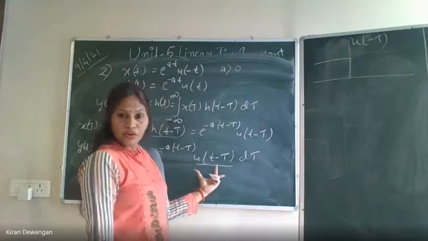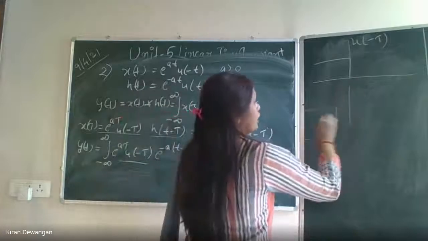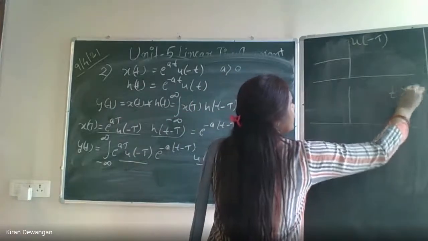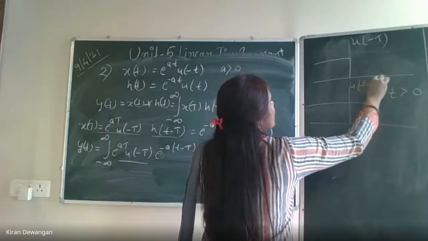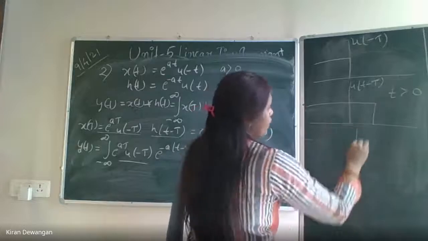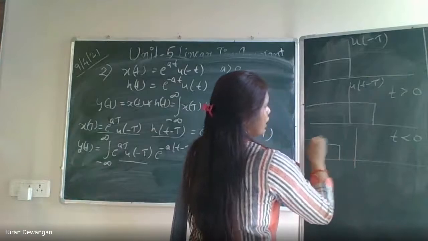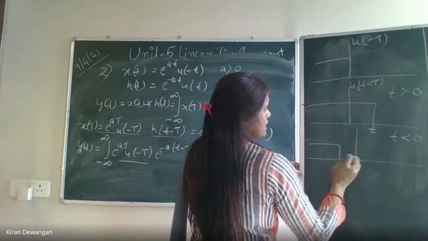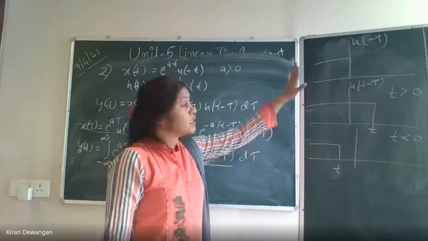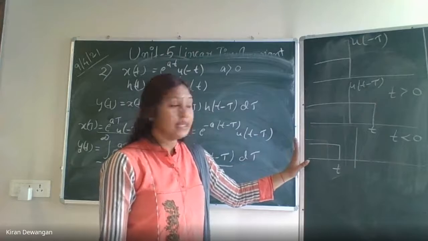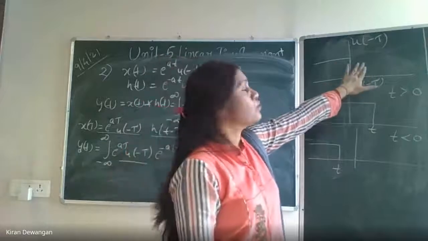ठीक है, now if I have to take u of t minus tau, as we have already plotted, it will depend on the value of t. तो पहले भी हम plot कर चुके हैं. For t greater than 0, it will be plotted in this way. That is u of t minus tau, and for t less than 0, if this is t, it will be plotted in this way. Are these plots clear, everyone? ये plots clear हैं? u of minus tau will be this one.